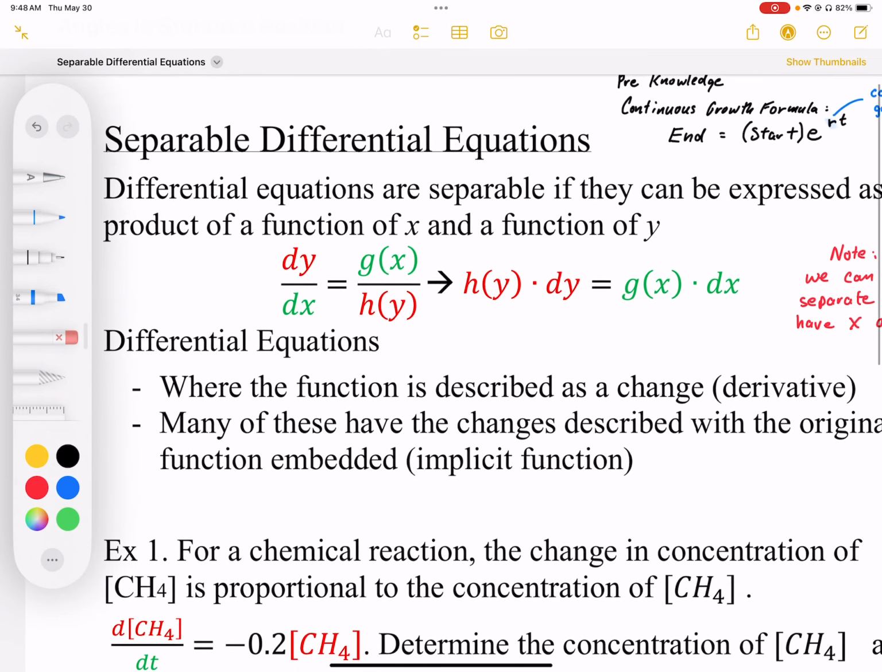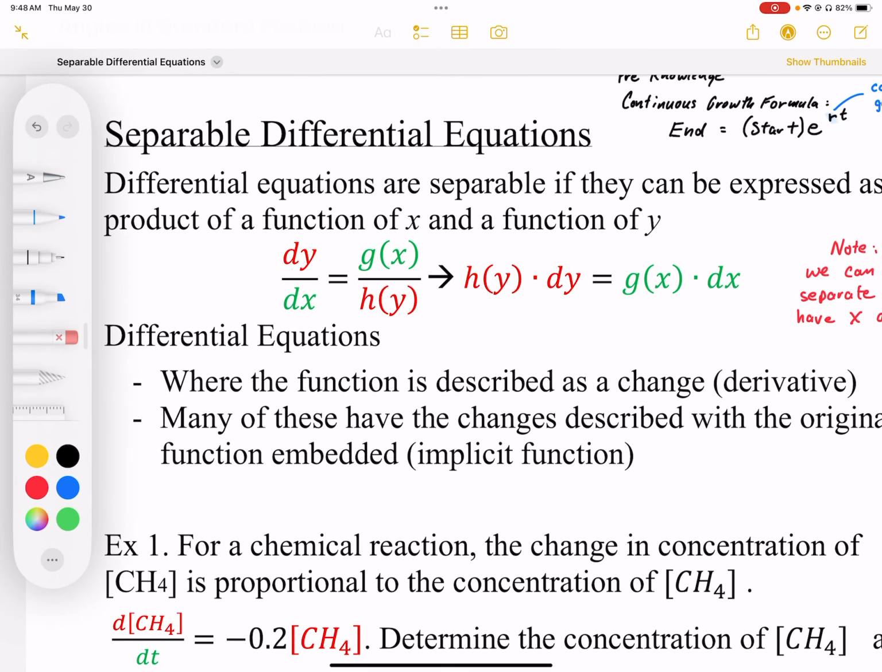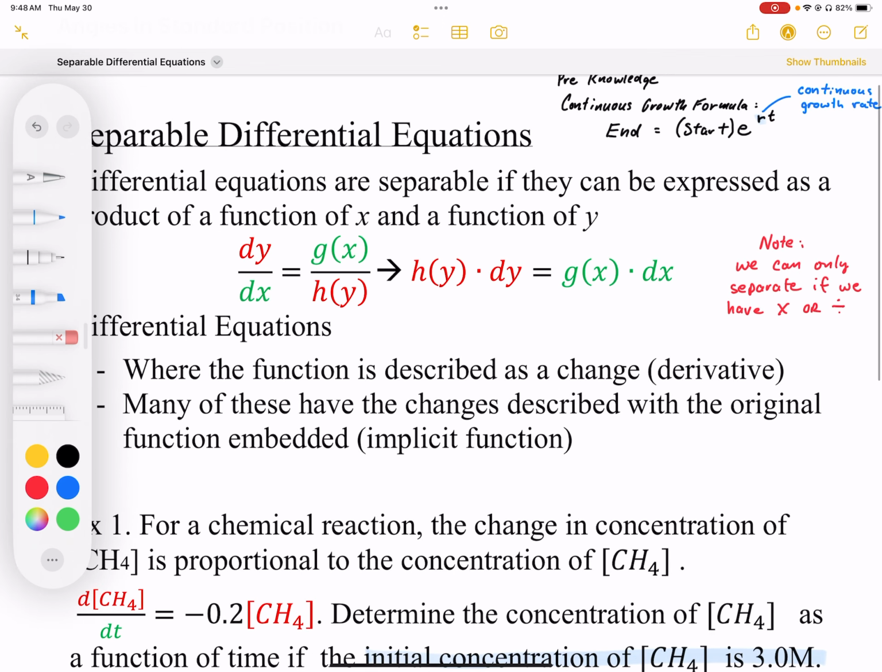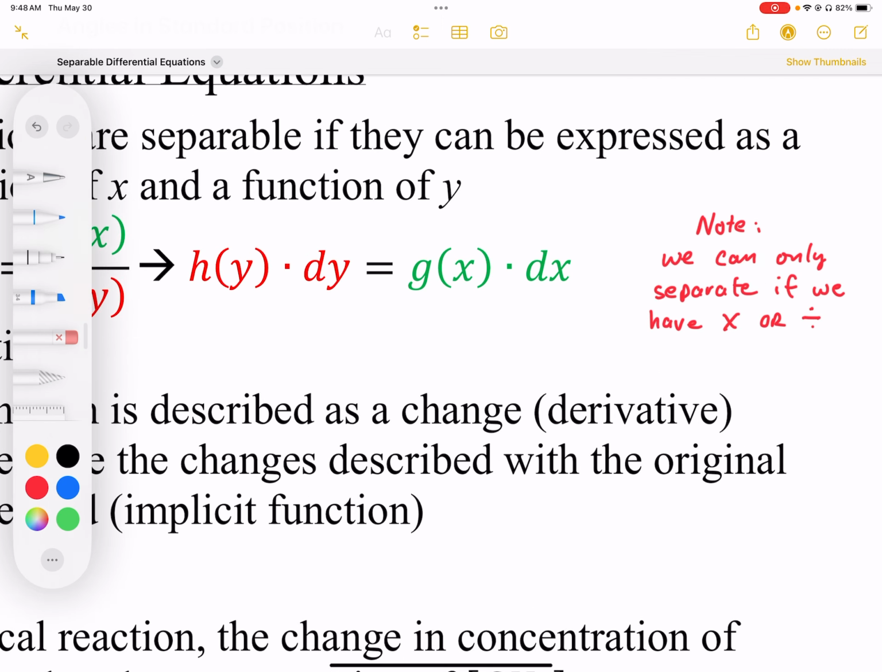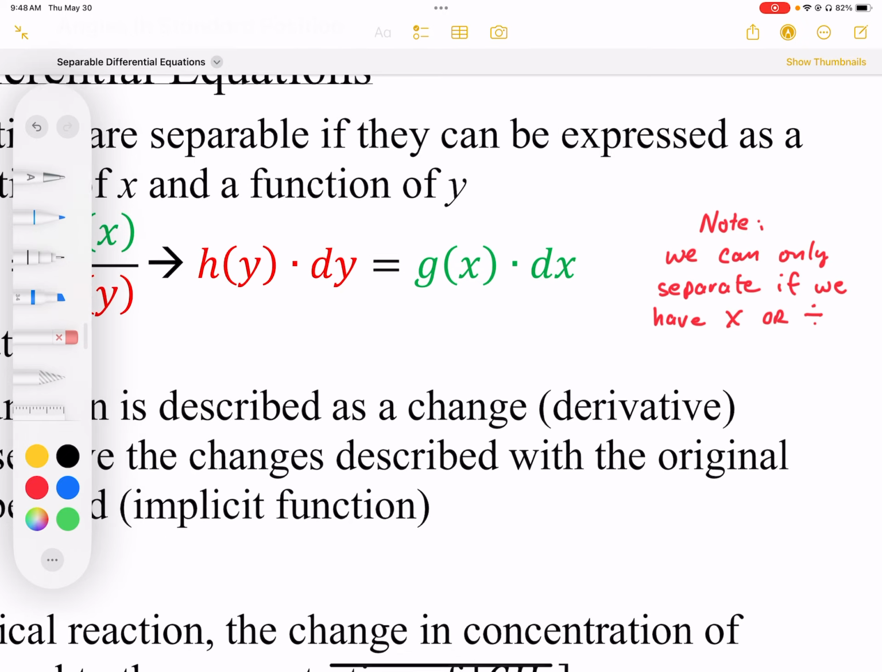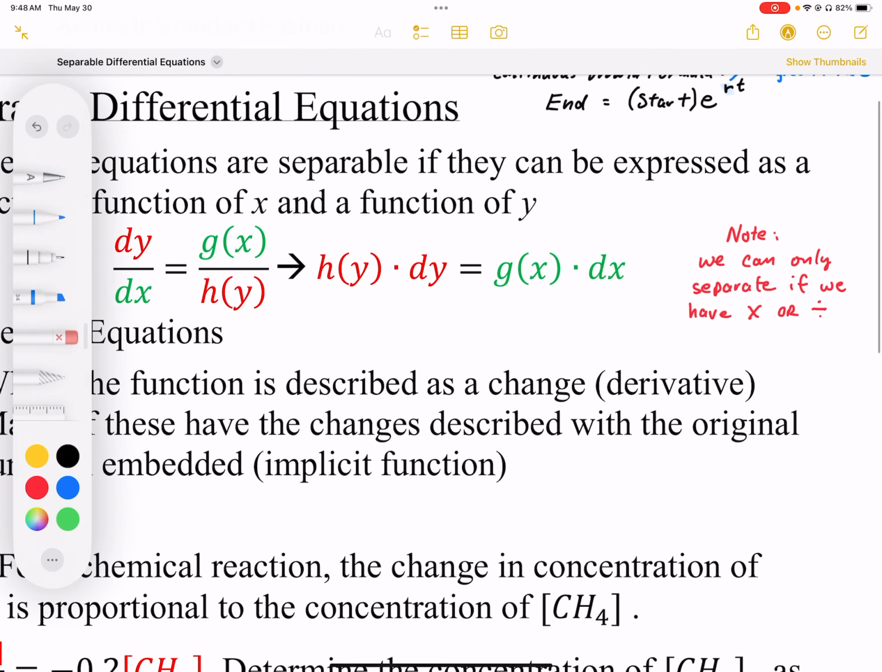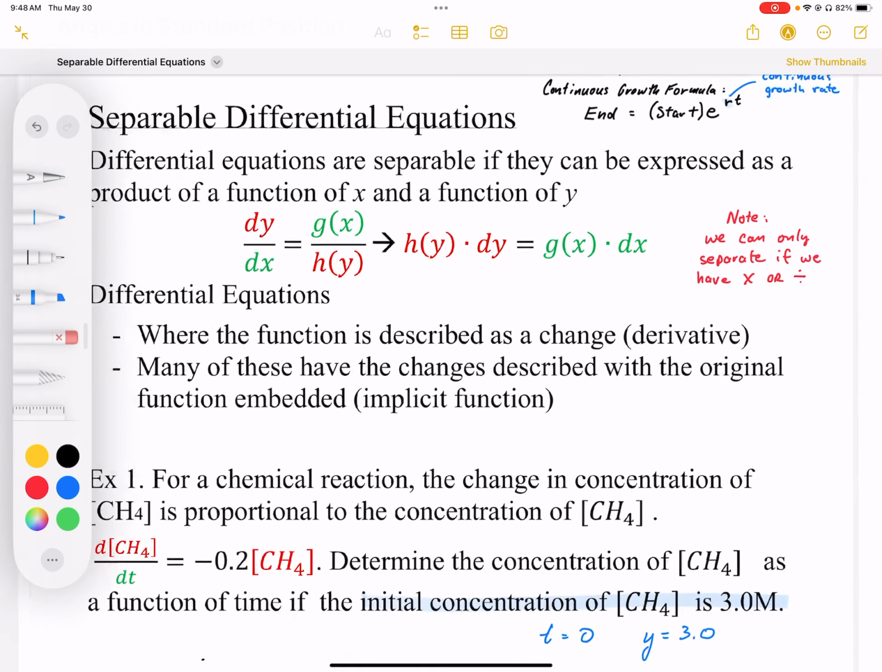So for differential equations, the only type we can do right now are the ones that are separable algebraically by times or divide. So it needs to be in the form where we can put the dx with the g of x and our dy with our y expressions, and we can only do this if they can be separated by times or divide. It could either be g of x times h of y, or in this case I've written it as division.